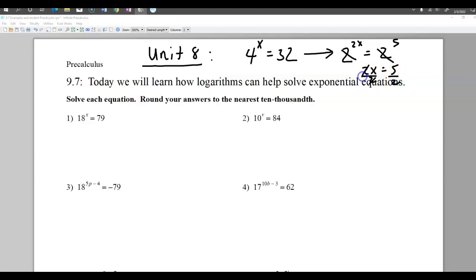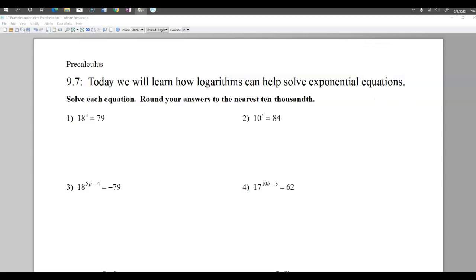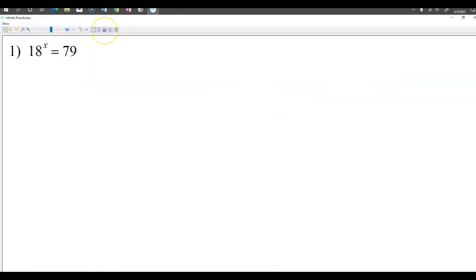The problem with that method is that it's extremely limited. You can't always get the bases to match like that. And in those cases, the only way to solve them is with logarithms. And that's what we're going to look at today. So let's go ahead and get started here.